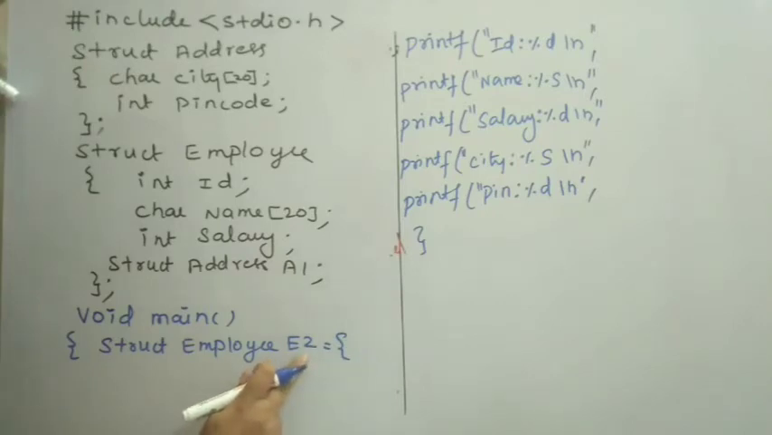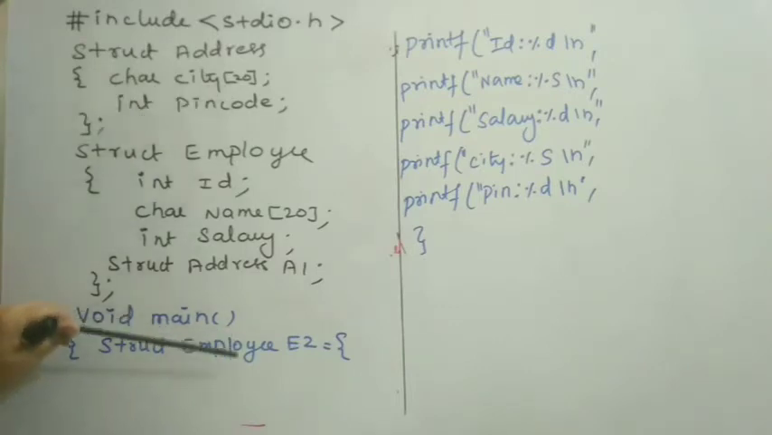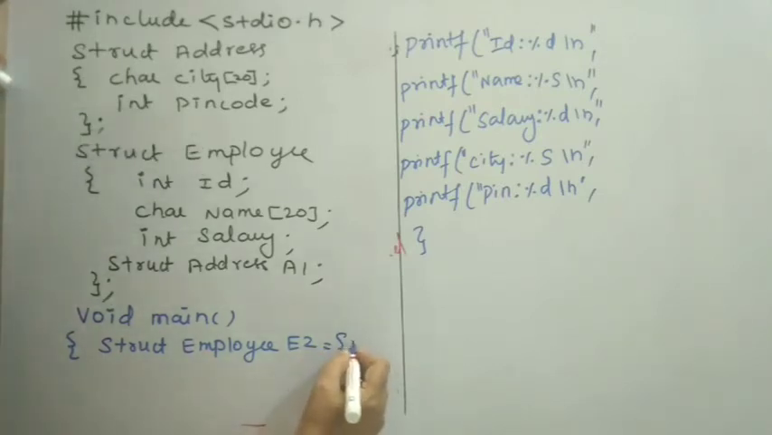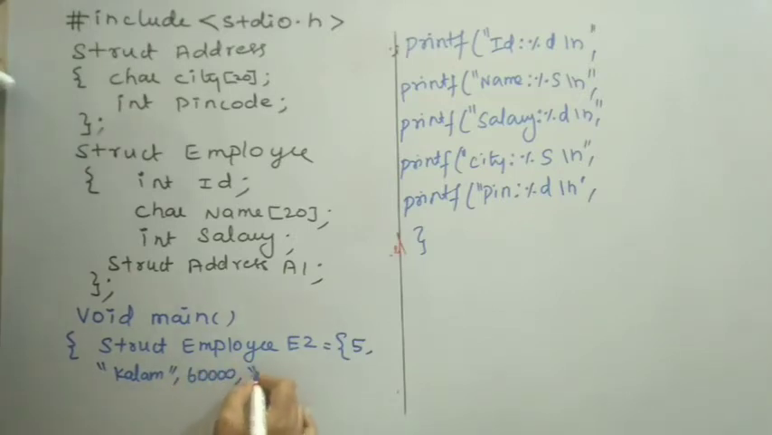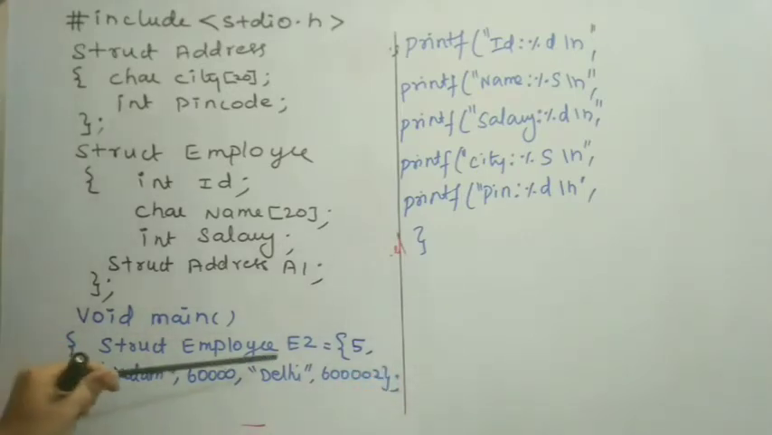While declaring this structure variable, I am going to initialize values for it. While initializing, the values should be initialized in the same order as the data members are declared. Okay, so the first data member is ID. So I am assigning value 5 for this ID. For name, I am assigning value Kalam. Okay. For this salary, I am assigning value 60,000. For city, I am assigning value Delhi. For this pin code, I am assigning value 600002. So I have declared a structure variable for this structure employee.